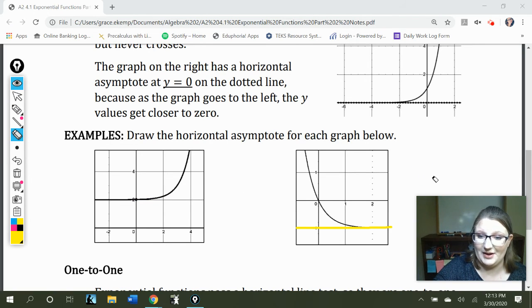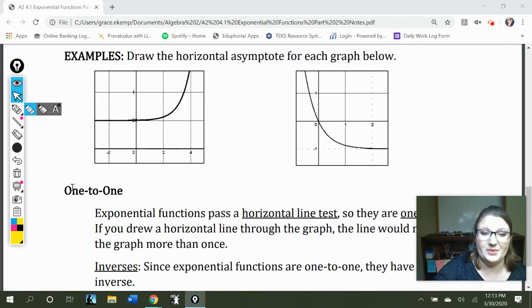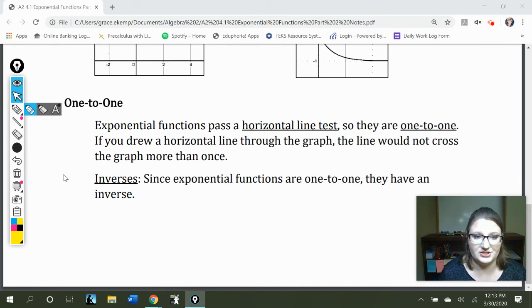The next thing we're going to talk about is when a graph is 1 to 1, and this is something we talked about when we first started talking about inverse functions. So exponential functions would pass a horizontal line test. That means if we drew a horizontal line across any point in the graph, a horizontal line would only cross the graph one time. So it's 1 to 1. And if a function is 1 to 1, then it has an inverse. So we know that an exponential function is going to have an inverse, which is going to be important for us in the coming lessons as we talk more about what is the inverse of an exponential function.